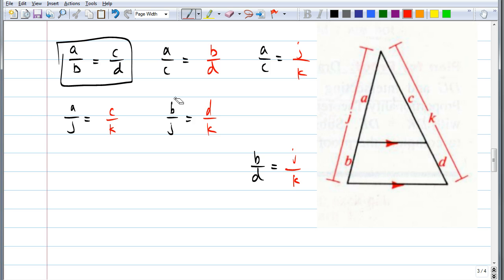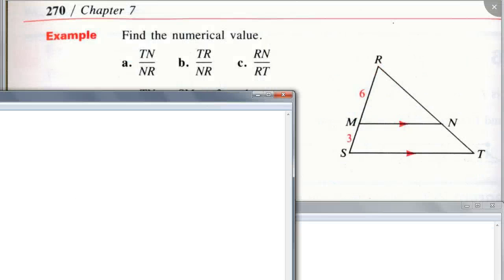Of course, you could flip all of these and get twice as many, but it's the same thing. Could I write, instead of this, B over A is equal to D over C and so forth? Write all of its reciprocals? Yeah, but I don't need to do that. So just know these 6. You're going to need to know these proportions. Okay? Here we go. Try example 1.